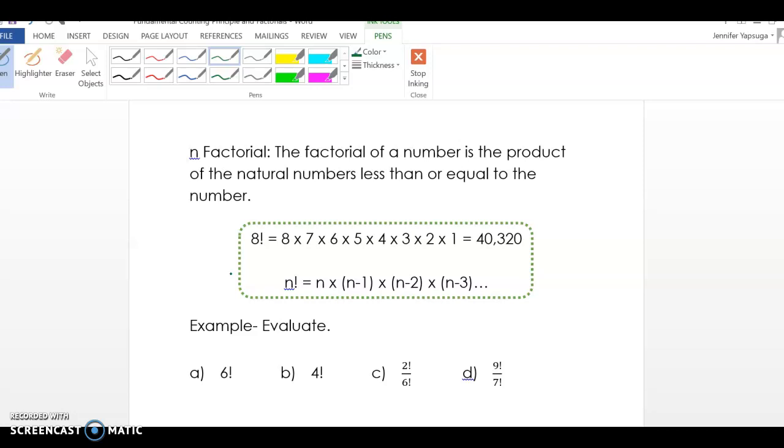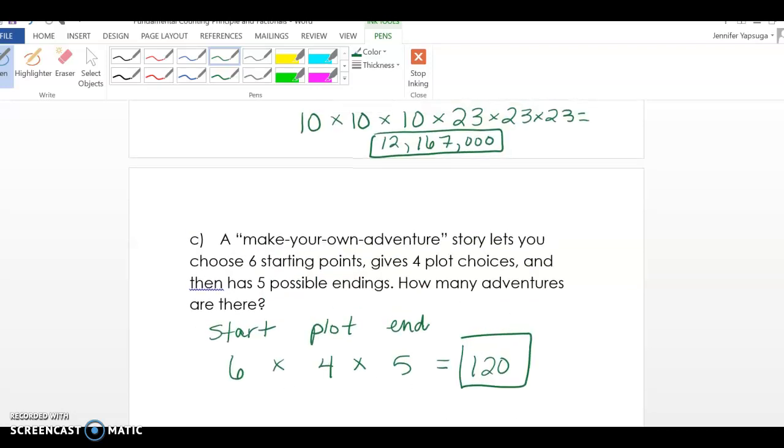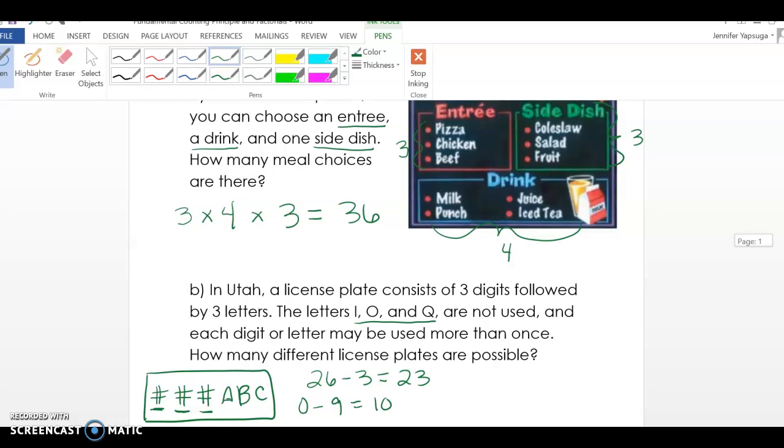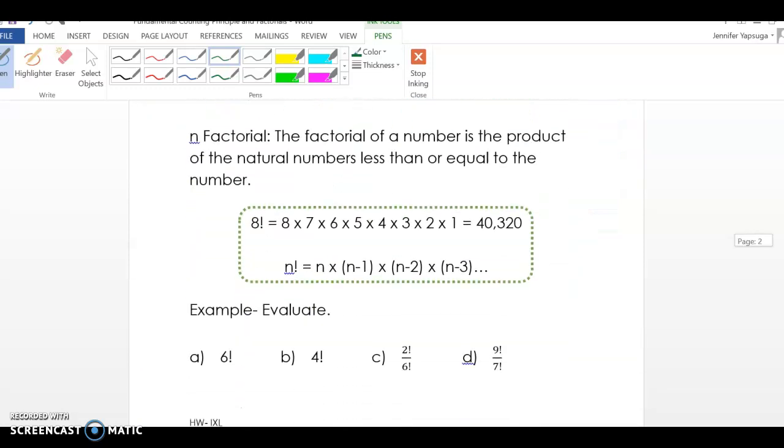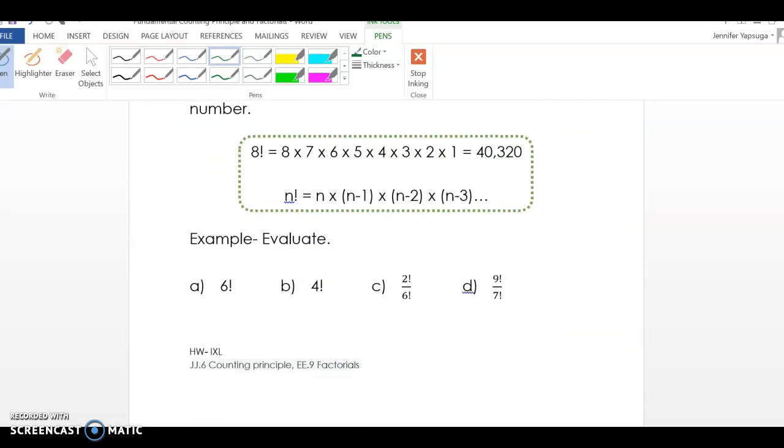And then I did write it algebraically for you, so that if we don't know what the number is, it's going to be that number, and then you would start with that number, and then you would take 1 away, take 2 away, take 3 away, etc., until you got down to 1. So let's just do a few practices with this, because this is going to come in handy tomorrow when we look at permutations and combinations.